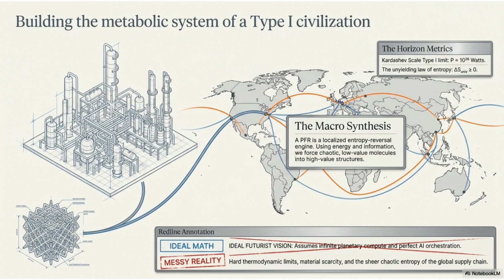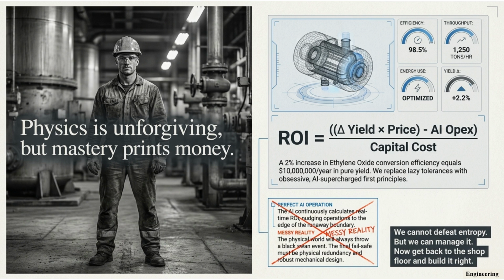A plug flow reactor functions as a localized entropy reversal engine, transforming low-value molecules into high-value structures. Despite the challenges of material scarcity and chaos, this approach represents a new standard in industrial orchestration. Physics is unforgiving, but mastery prints money.